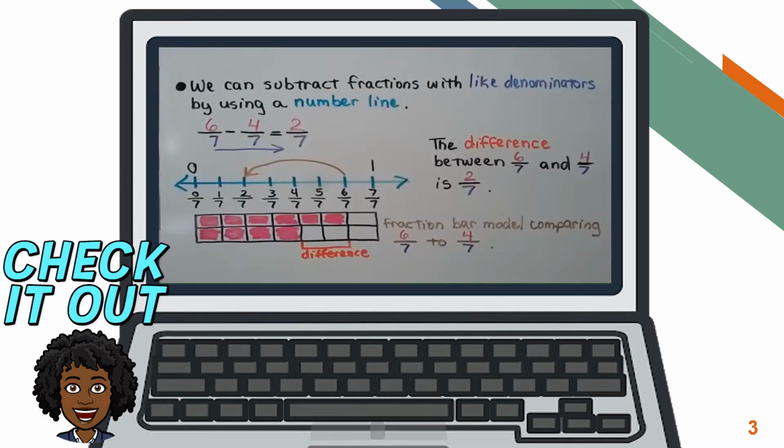We can subtract fractions with like denominators by using a number line. We have 6/7 minus 4/7. Our number line is split into sevenths, starting from 0 as 0/7, going up to 1 as 7/7. We have 6/7, that's this amount right here. And we're going to take away 4/7. That'll put us at 2/7. Using a fraction bar model, we can compare them. 6/7 and 4/7. We see the difference is 2/7. And the difference between 6/7 and 4/7 is 2/7.